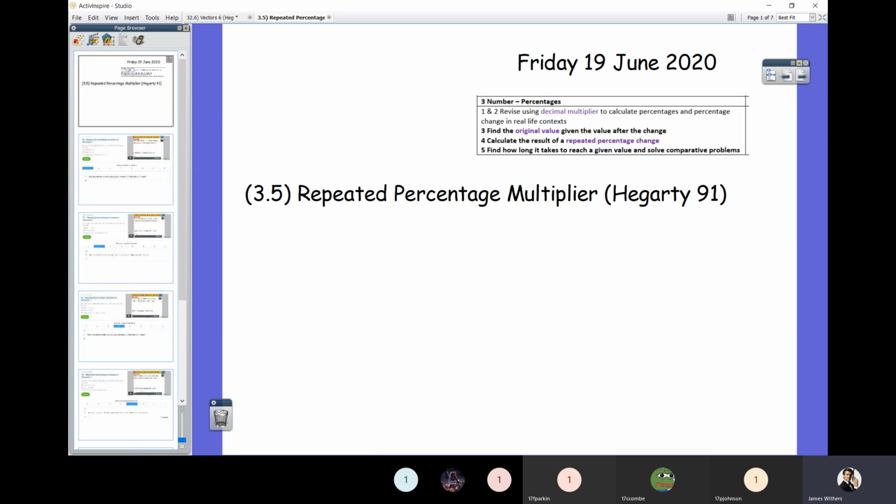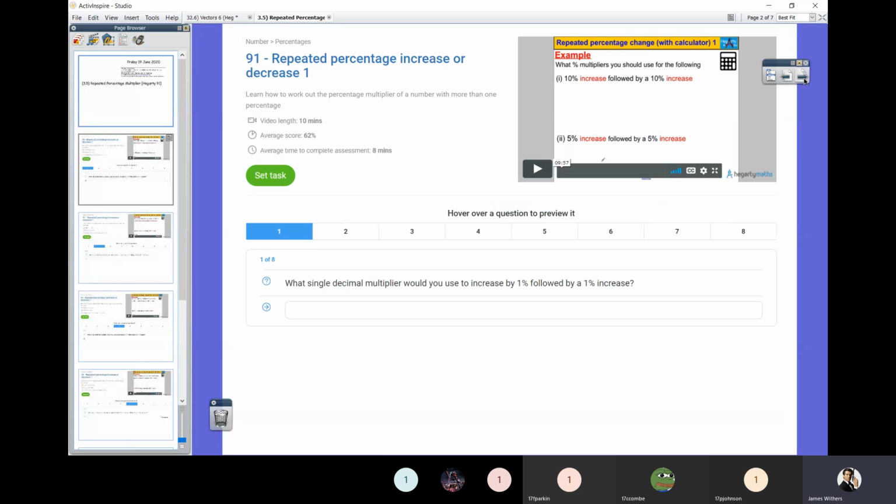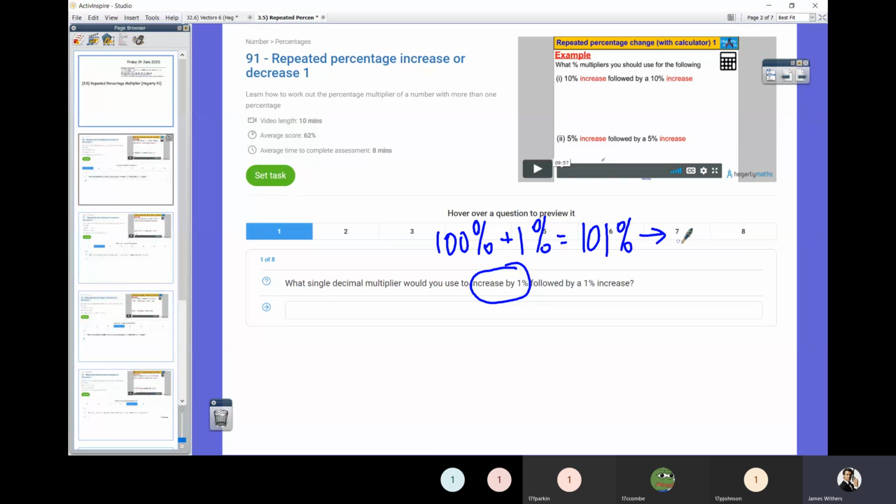Okay, so talking you through this one. Repeated percentage multipliers. I'm just going to model the various types of question. Question 1: what single decimal multiplier is used to increase by 1% followed by a 1%? For this, you've just got to say, how would I increase by 1%? You do 100%, add 1% to give you 101%, and therefore your multiplier is 1.01.